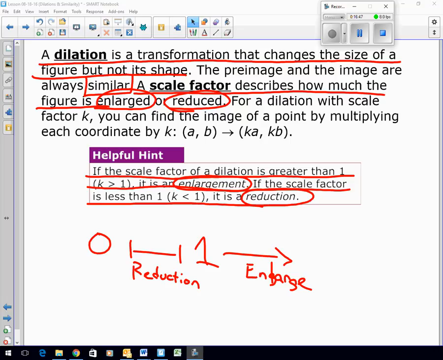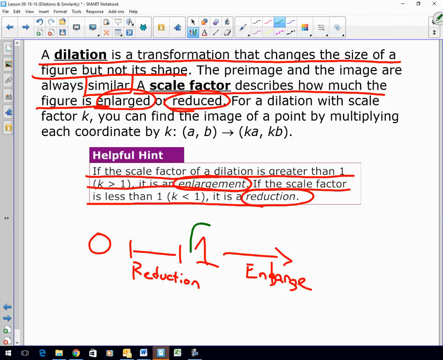Same size. Now, here's the kicker. If I have a shape, and the shape stays the same, and the size stays the same, what is it? Congruent. Beautiful. So if we have a scale factor of 1, we're talking about congruent transformations.